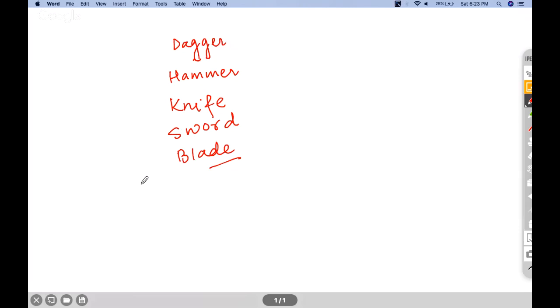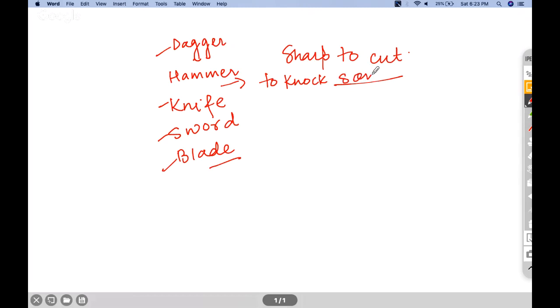Yes, hammer is the right answer because a hammer is used to knock something, while knife, sword, blade, and dagger are used to cut something. They have something sharp. Dagger, knife, sword, and blade contain something very sharp to cut something. Hammer is to knock something. The odd one out is hammer.